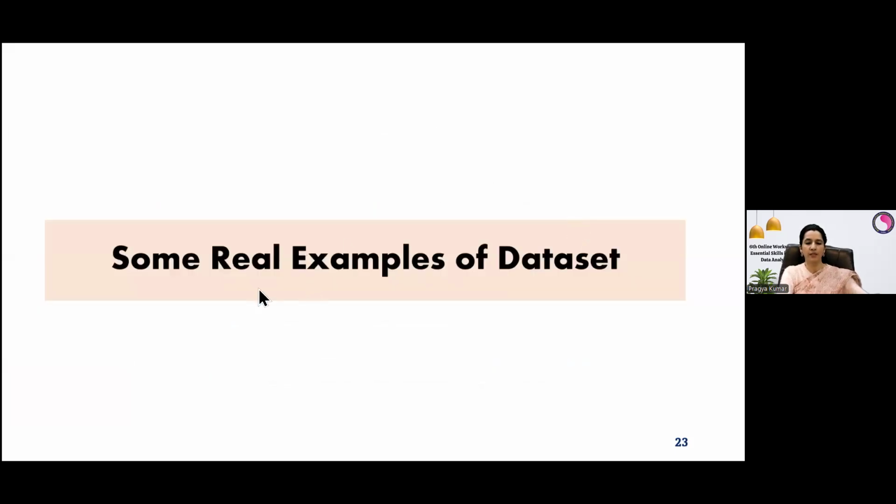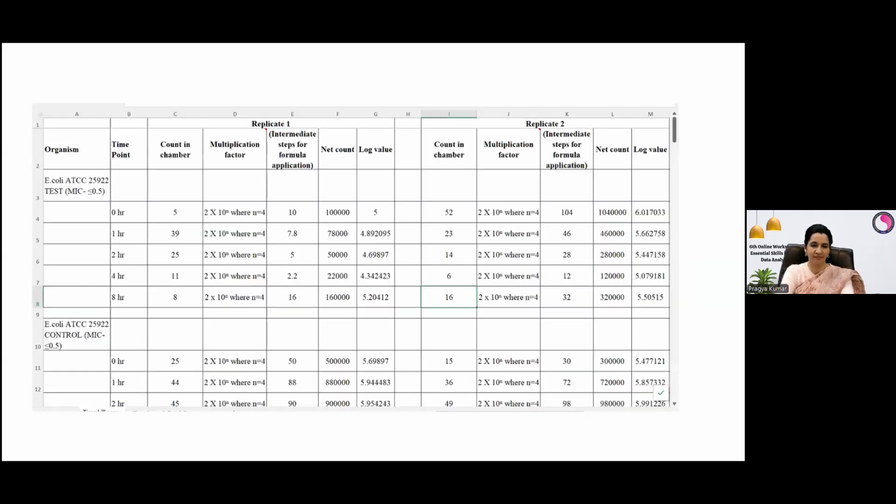So this is some real example of a data set. We can see. We received this sheet. This was from the microbiology department. So you can see what they have done.